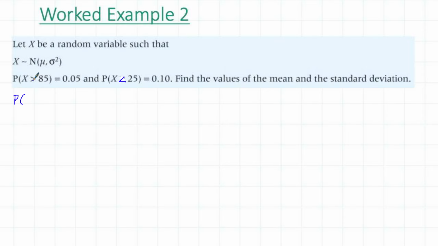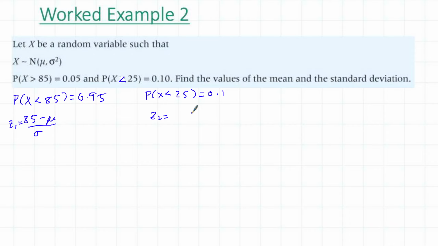So in this question, I'm just going to rewrite this. Again, it's much easier to deal with this as a less than. So this would be 0.95. And I already have the p less than 25, which gives me 0.1. I want to standardize these so it's easier to deal with. So 85 minus the mean over sigma is my first, let's call it Z1 value. And then Z2 value would be 25 minus the mean over sigma.